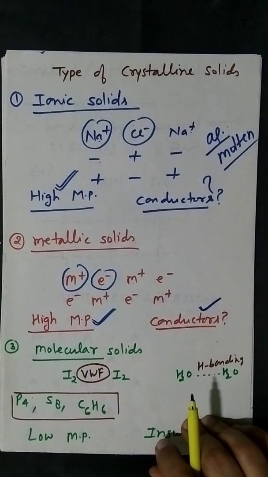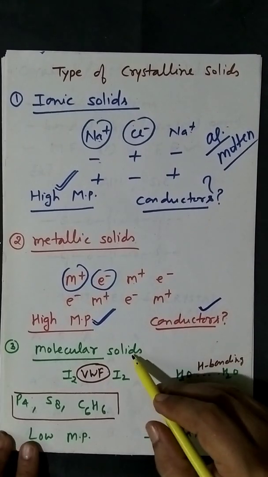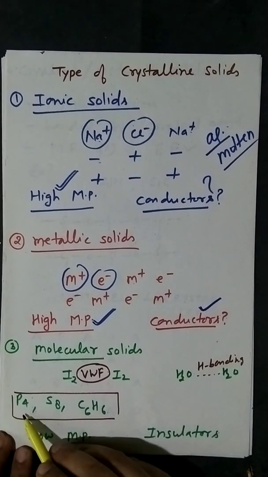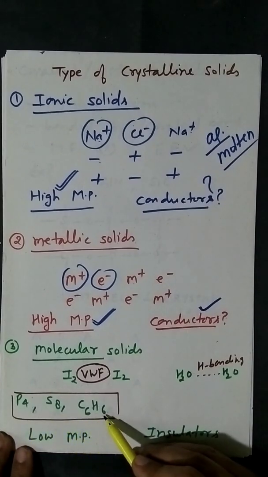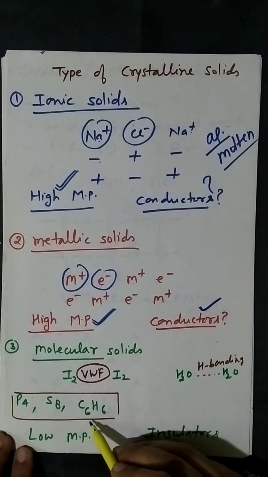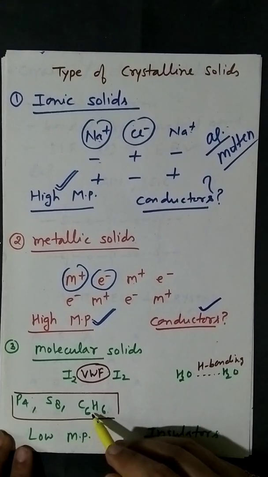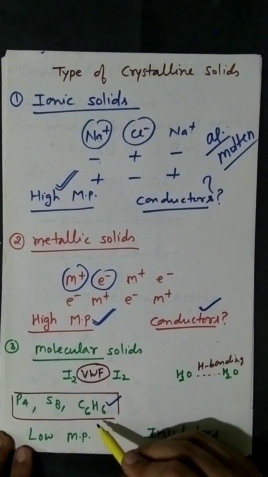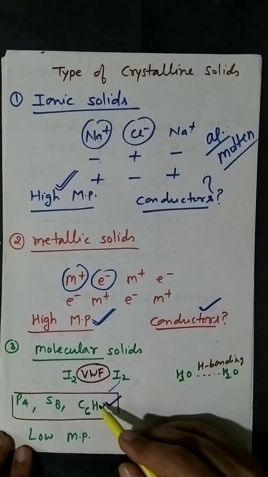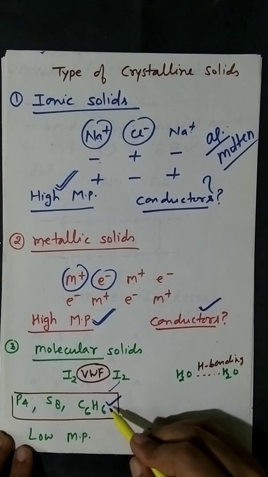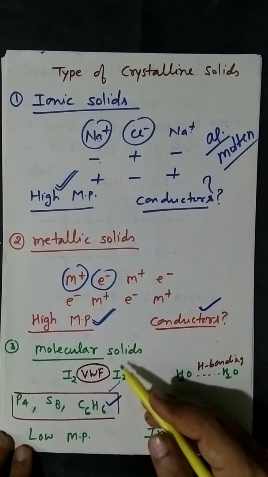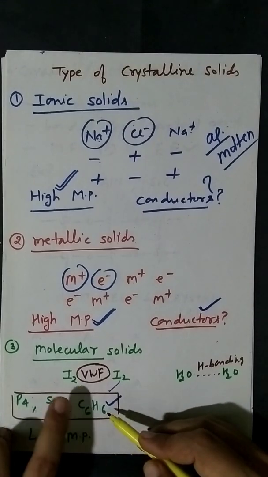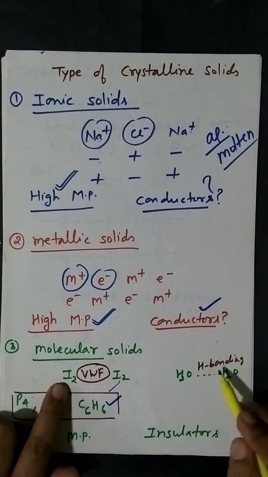Third is molecular solid. Here the solids can be represented by a molecular formula, like phosphorus, sulfur, benzene. Now benzene is liquid, but below its freezing point, it will be in solid state, and then it will be considered as molecular solid. Whichever solid can be represented by a molecular formula is categorized as molecular solid. So whether it is P4, sulfur, benzene, iodine, or ice.